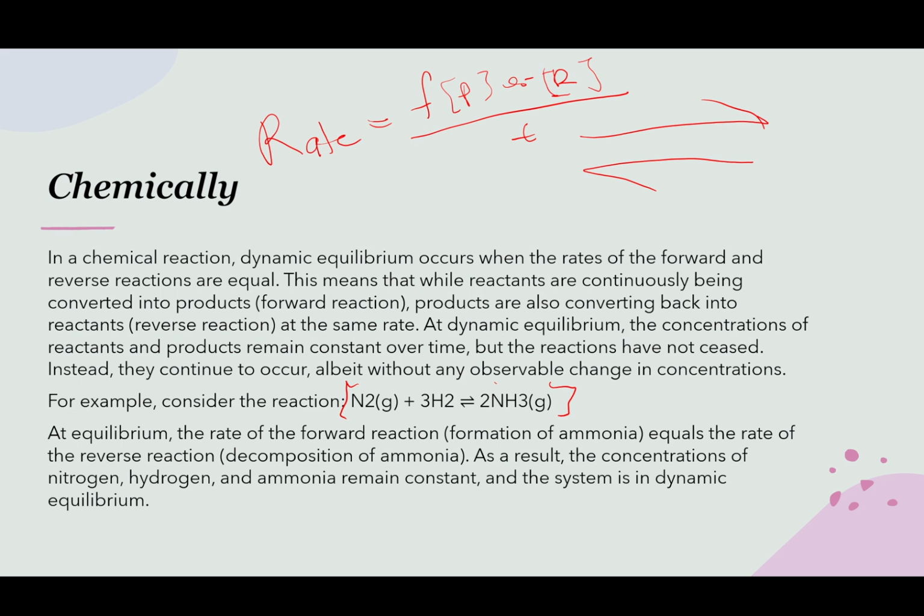So if the rate of formation of ammonia and the rate of decomposition of ammonia are roughly equal, then the concentrations of nitrogen, hydrogen, and ammonia itself remain fairly constant. And this is what we call a system in dynamic equilibrium. Now, I haven't described all of the characteristics of dynamic equilibrium just yet, but we're going to get to that.